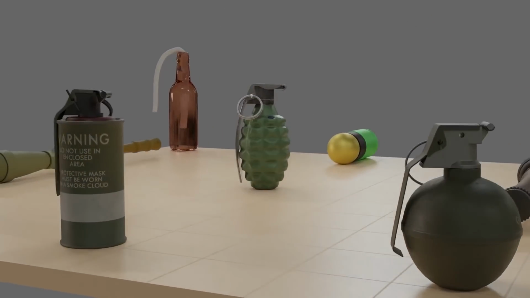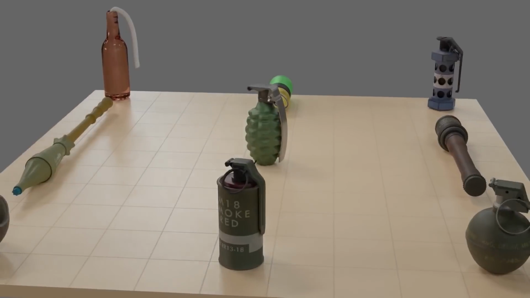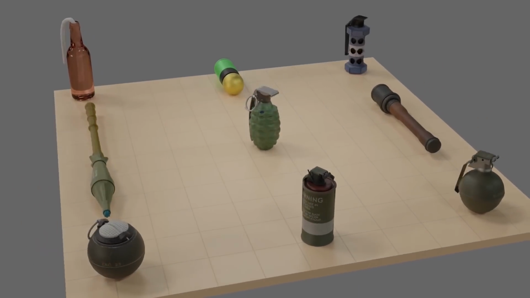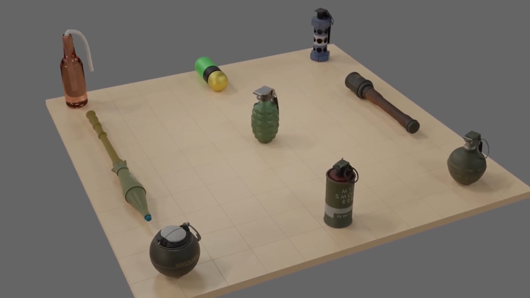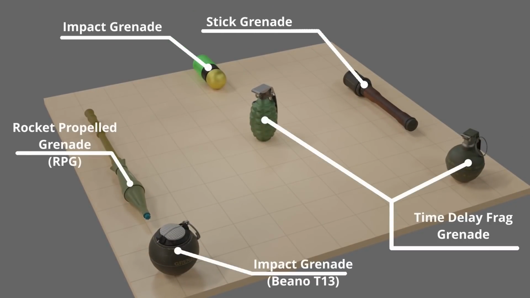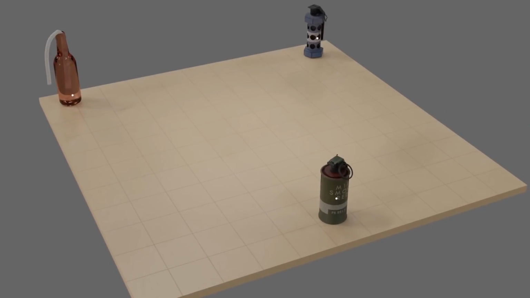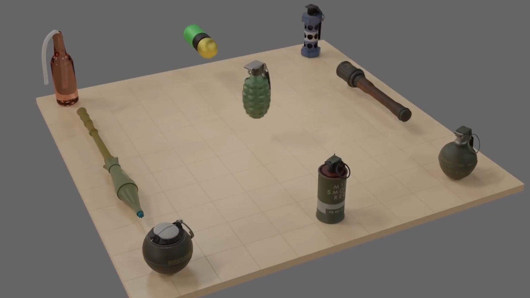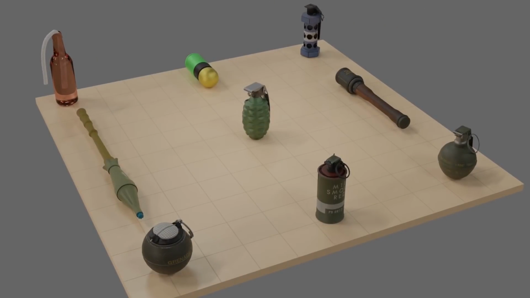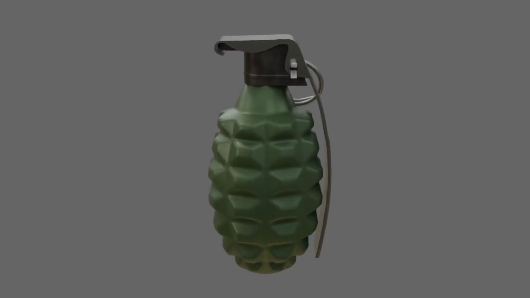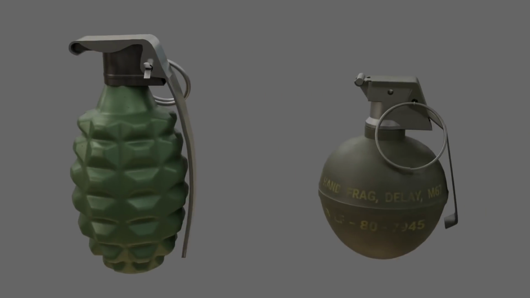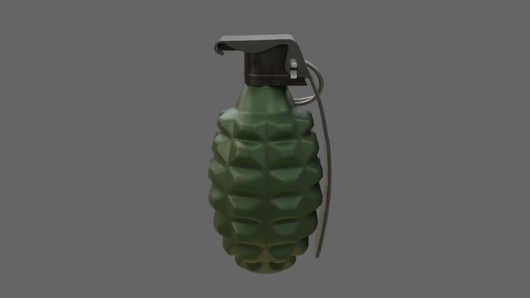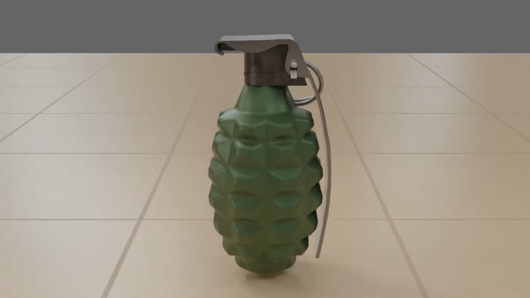Grenades are the most commonly used weapons in militaries over a long time. Grenades come in many types. Some are explosive and some are non-explosive. But when we hear the word grenade, what comes to our mind is this or this. In this video, let's understand how the explosive grenade works with the help of 3D animation.